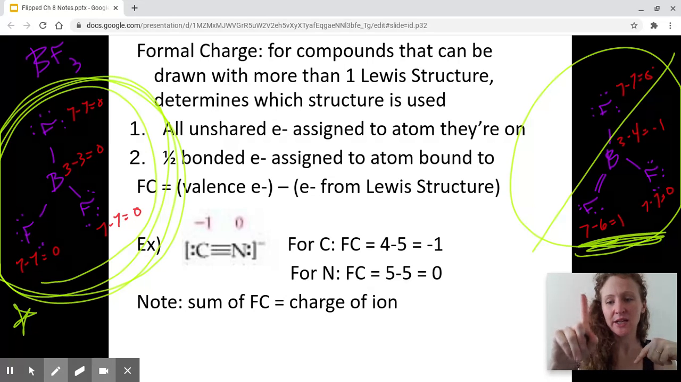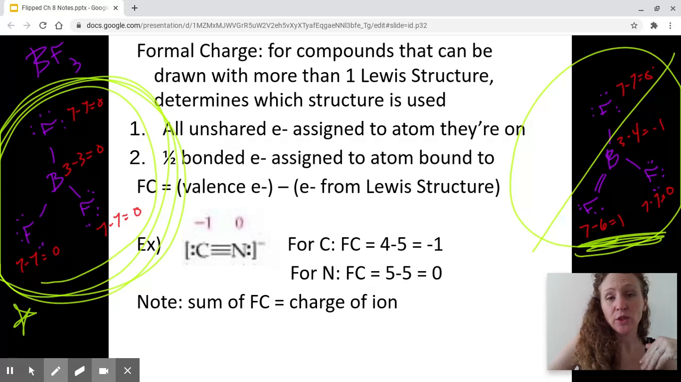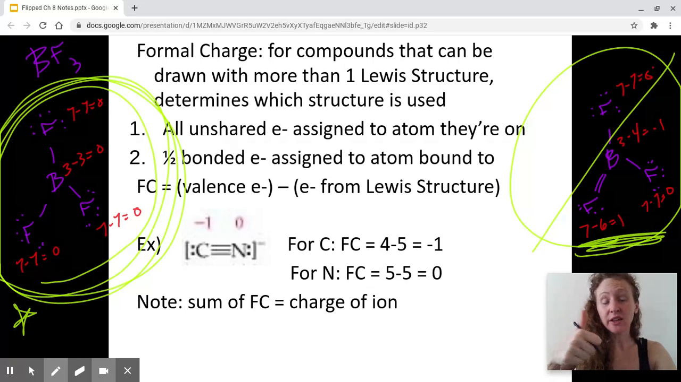It does not exist on the arrangement we see on the right here. So formal charge helps us to predict the Lewis structure that matches reality. Does that kind of make sense? Okay, so you should be able to calculate formal charges for atoms within a molecule, and you should be able to use the formal charges to predict the molecule that's going to match reality the most. And that's going to be the one with the least amount of formal charges present.